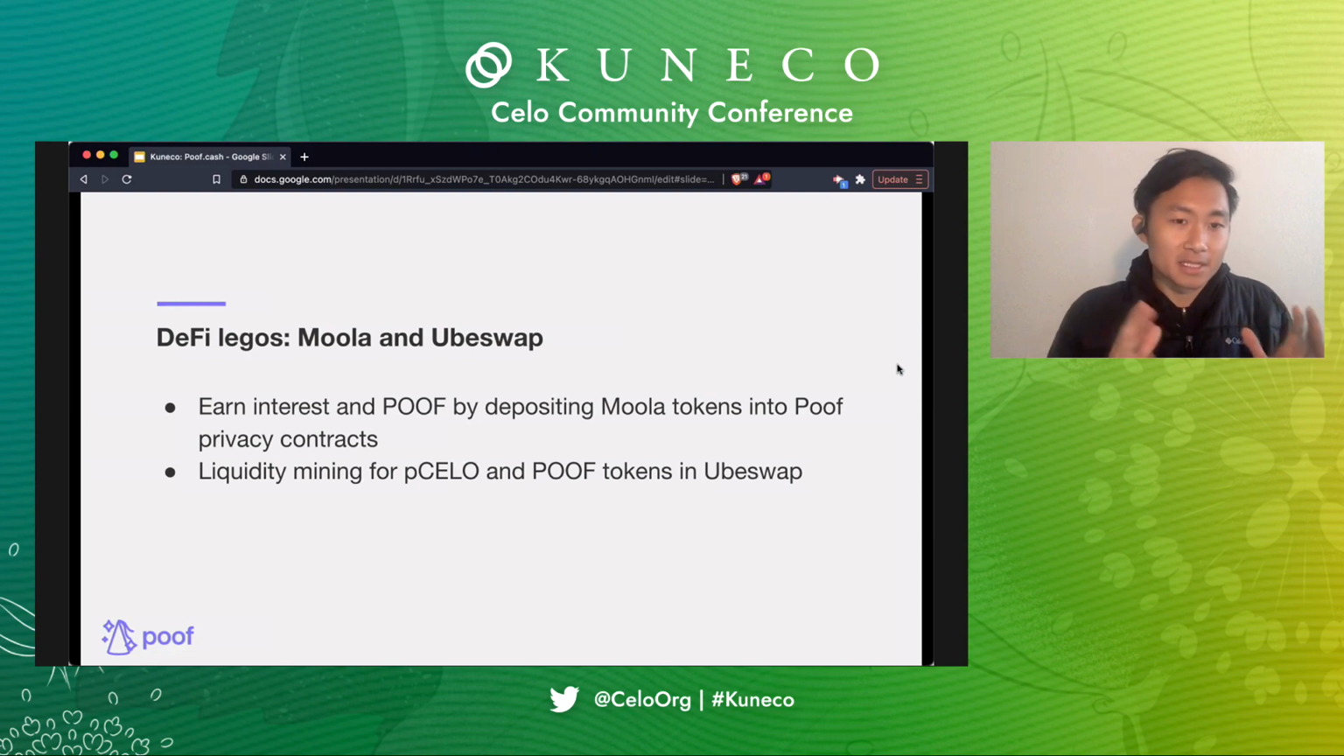Next, DeFi Legos. I think one of the most beautiful things about DeFi is just how everything is able to integrate with each other. And it's no different for Moola, Ubeswap, and Poof. So with Moola, we want to allow users to earn interest and Poof tokens by depositing Moola assets into the Poof privacy contracts. And with Ubeswap, we're releasing two new tokens. So it's really important that users have liquidity for these assets. So we also want to add pools for these tokens on Ubeswap.